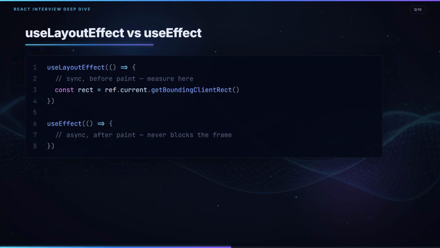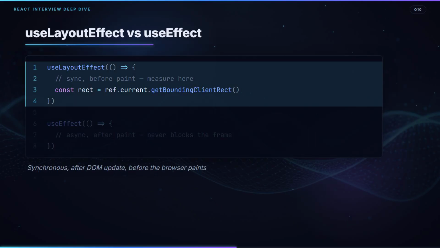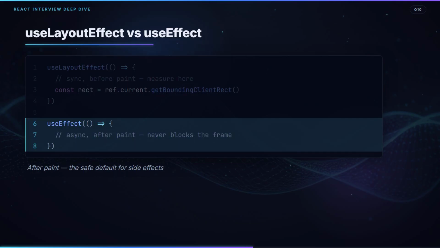One more timing detail. useLayoutEffect runs synchronously after the DOM update but before the browser paints, that is where you measure layout safely. useEffect runs after paint, so it never blocks the frame. Mix them up and you get flicker and layout thrashing.